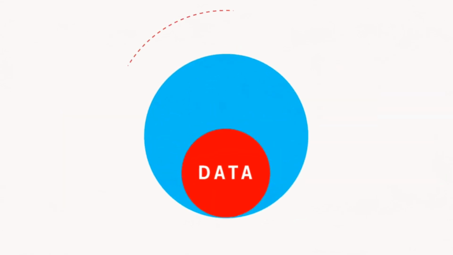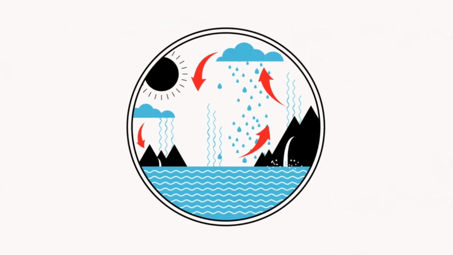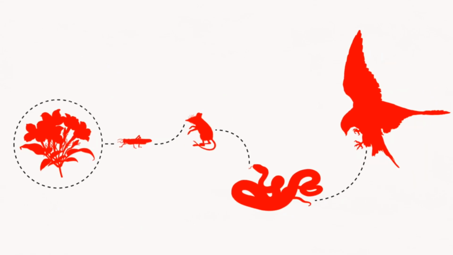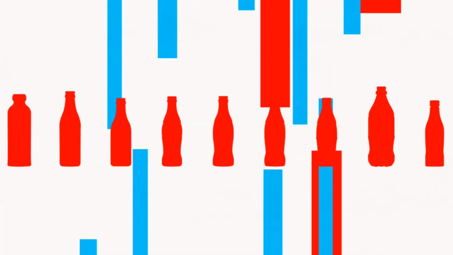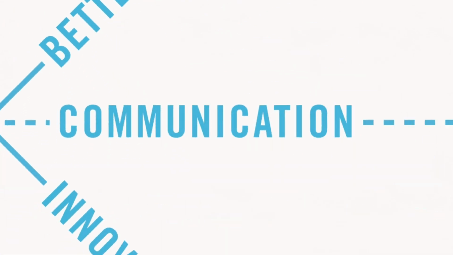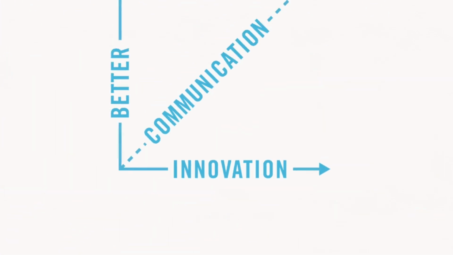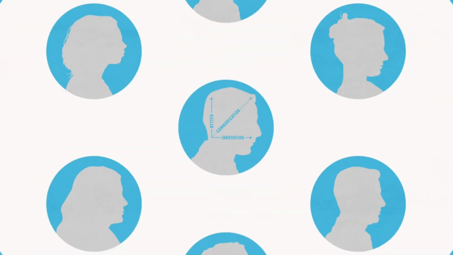And not just data. The power of design can be used to better communicate all sorts of information. Processes, hierarchy, anatomy, chronology. Better communication through innovation. Because your message is only as good as your ability to share it.